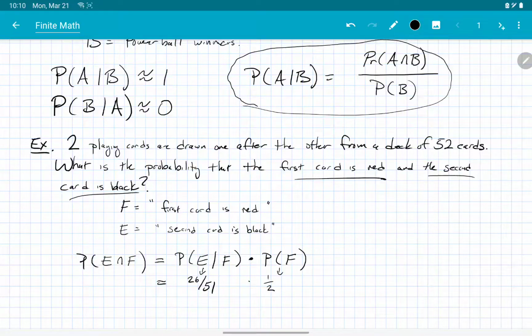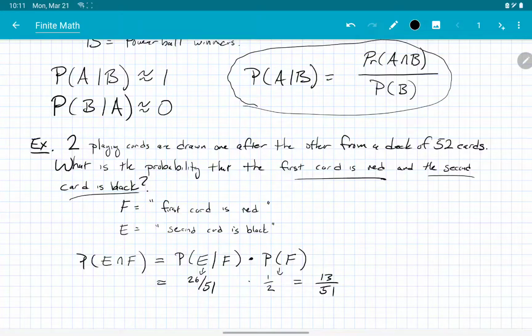Because there are 26 black cards remaining, half of the cards are black, and there are 51 total cards remaining because we've taken the first card and it happened to be red. So those two probabilities I'm able to compute, and that allows me to use the conditional probability formula to figure out the probability that the first card is red and the second card is black, and that turns out to be 13 out of 51, which is slightly higher than 25%.